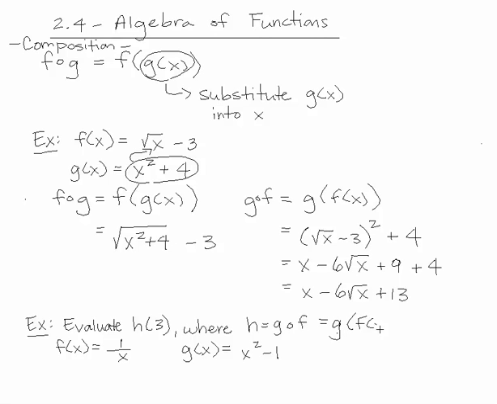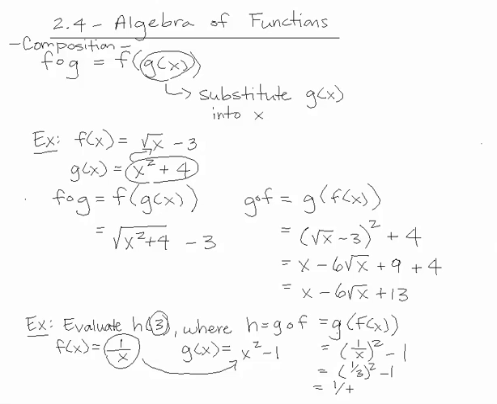So we're taking our f of x, substituting it into x in the g of x. So that would be 1 over x squared minus 1. And now we want to find what h of 3 is, so we're going to take our 3 and substitute it into x. It's 1 over 3 squared minus 1.